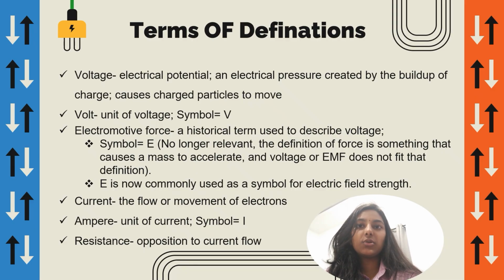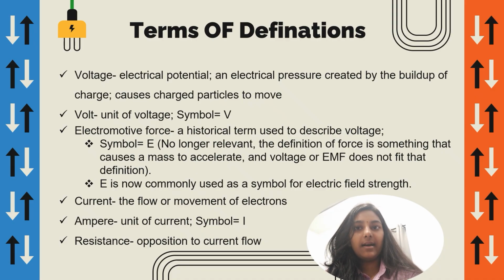Next is electromotive force or EMF. EMF is a historical term used to describe voltage and its symbol is E. However, it is no longer commonly used because voltage is not actually a force. Today, the symbol E is more commonly used to represent electric field strength.